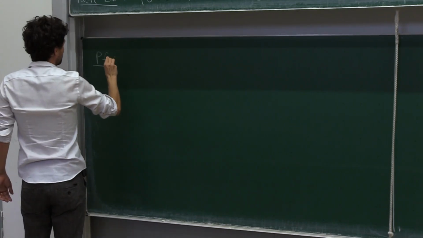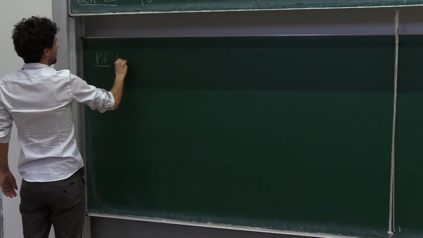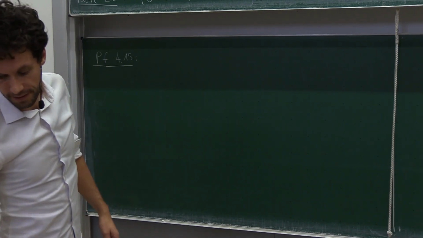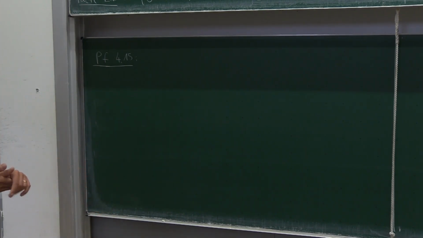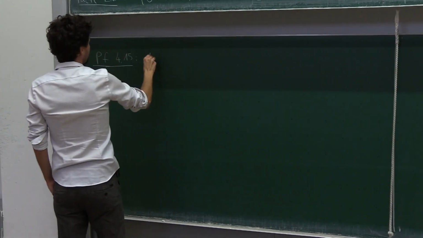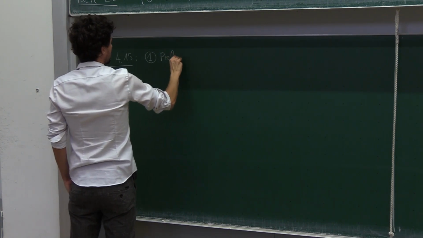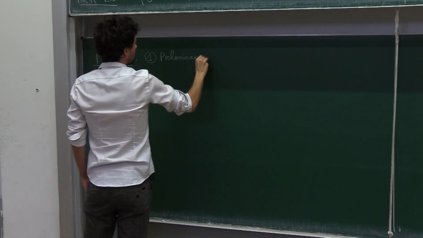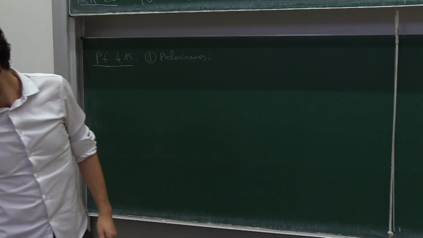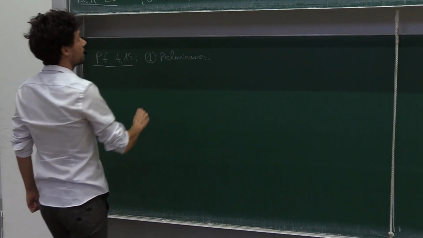Okay, so let's try to prove it. Let's try to prove 4.15. You're going to see that 4.15 is the hard one, whereas 4.16 is much easier. So what should one do? Maybe start with some preliminaries, making sure that all of the objects that show up in this statement actually make sense.